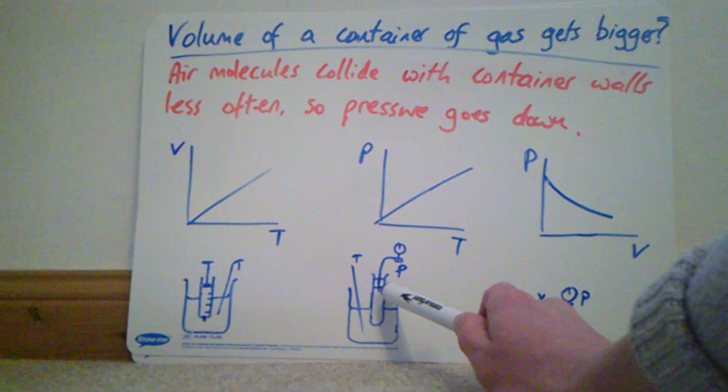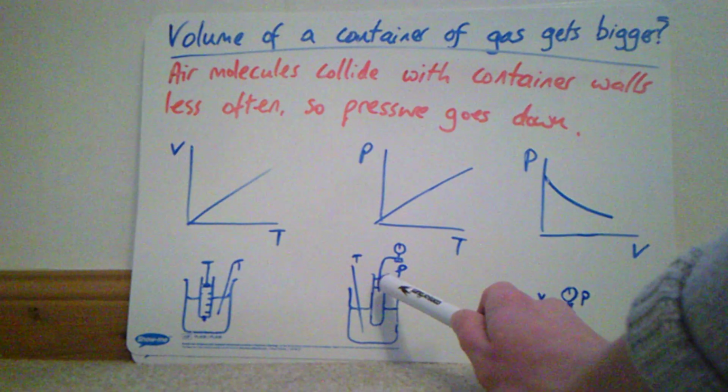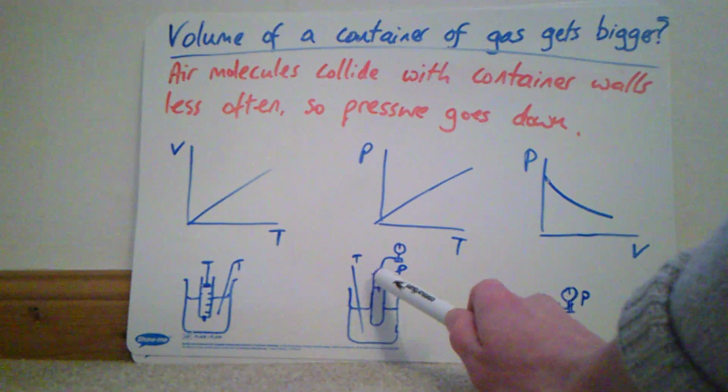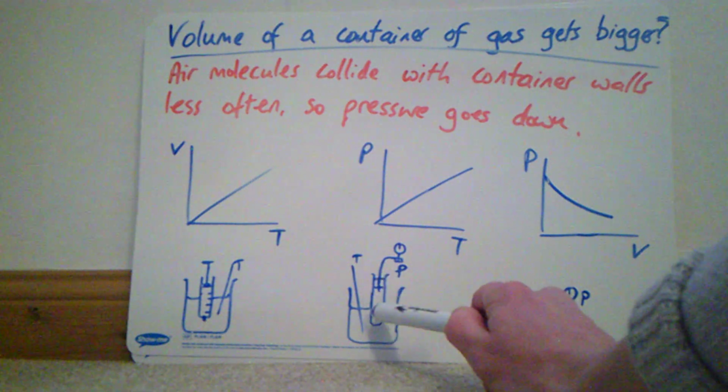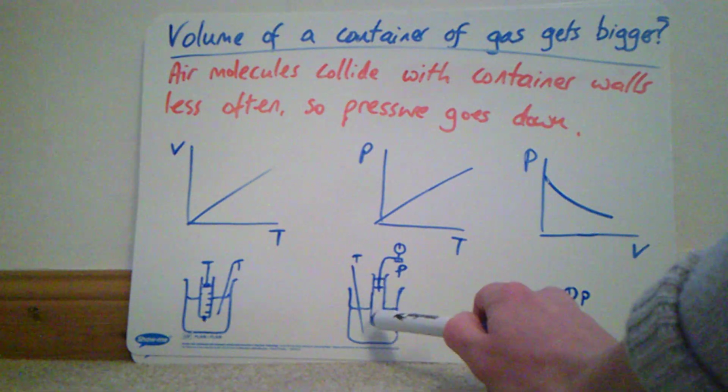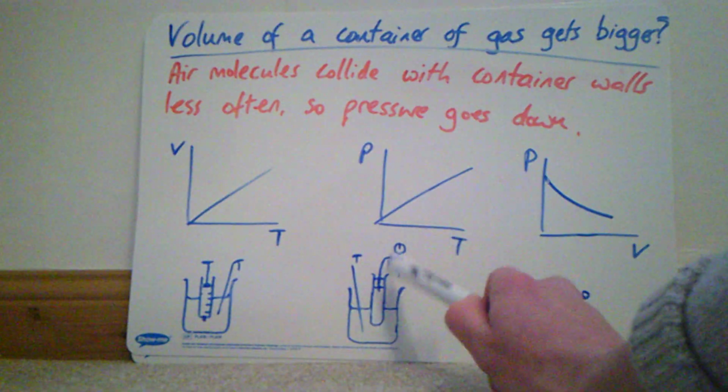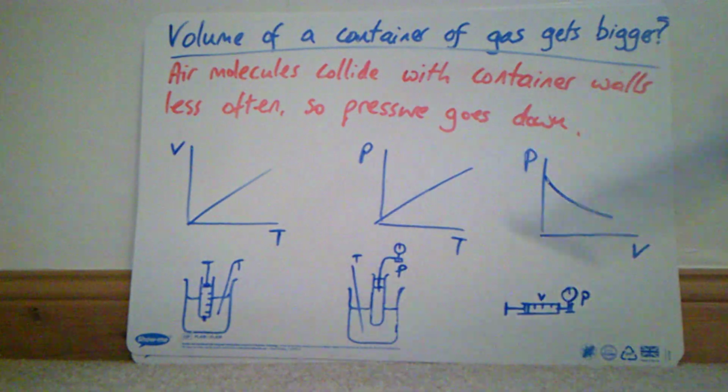It's just like a test tube with a bung at the top, but we have a pressure meter in here. So again, we put this test tube of air in a beaker of water, heat it, the temperature goes up, and the pressure is going up. Why is the pressure going up?